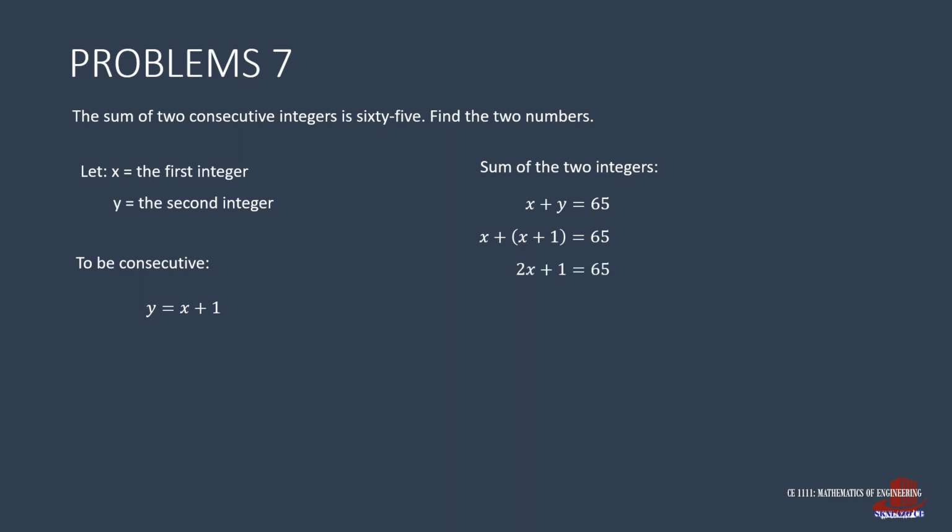Collect similar terms and get 2x plus 1 as 65. Transpose 1 to the other side and have 2x as 64. Divide everything by 2 and get x as 32. This is the first integer. The second integer is then solved as the first plus 1. That is 32 plus 1, which gives y as 33.